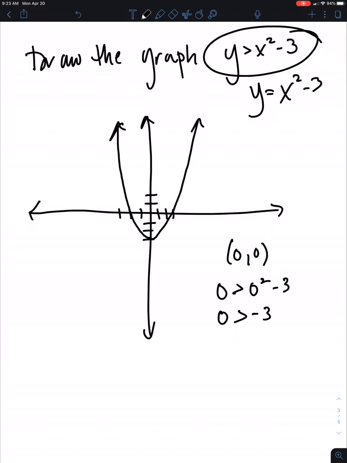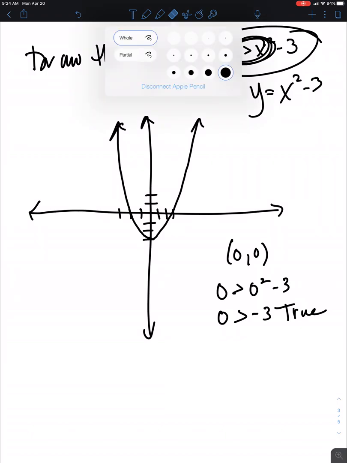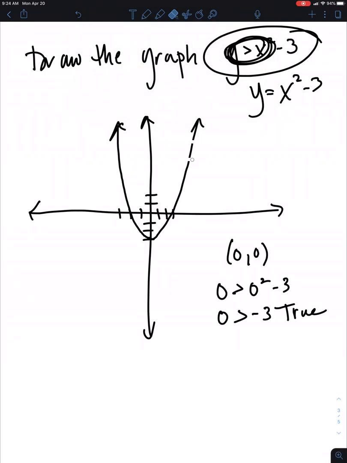So is 0 greater than -3? That is true. So everything, oh, you know what I didn't do? I told you to pay attention, is that it needs to be dashed. So I'm going to go back and I should have, let's do partial. I'm going to dash it. Again, you can do, like I think on your computer, it's just like touching the button of a line.